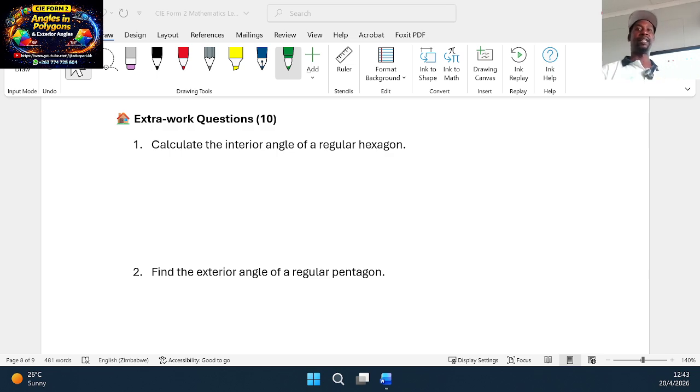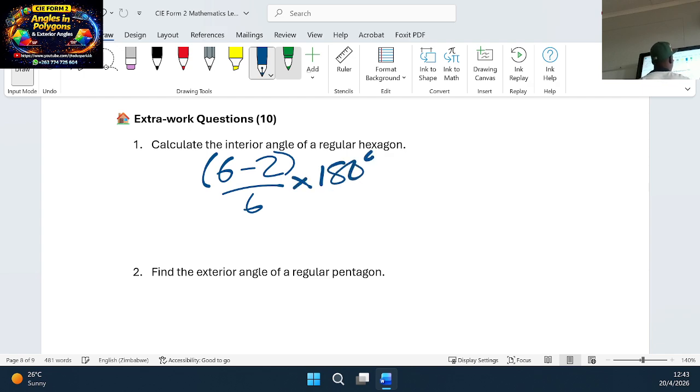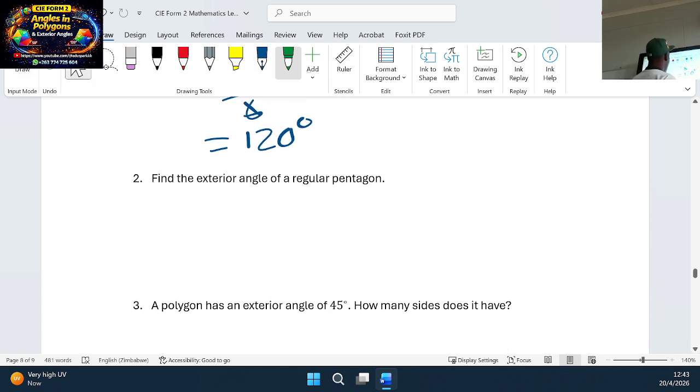Without further ado, let's get into the last section, which is extra work. The first problem there, we are required to calculate the interior angle of a regular hexagon. So interior, that's inside. Now, the formula says we need n, and because it's a hexagon, it's 6 minus 2 over 6 multiplied by 180 degrees. But when I simplify it, I get 30, and the difference there gives me a 4. So I end up with 4 times 30 there. So it's 120 degrees. So each interior angle of a regular hexagon is 120 degrees in size.